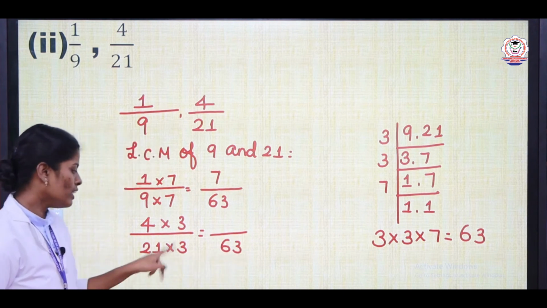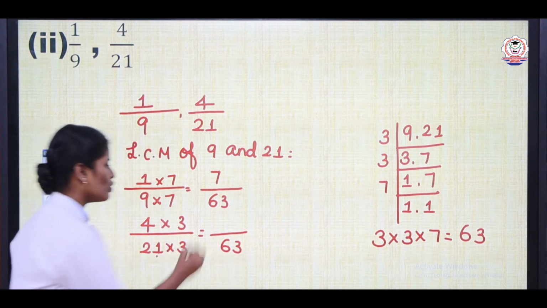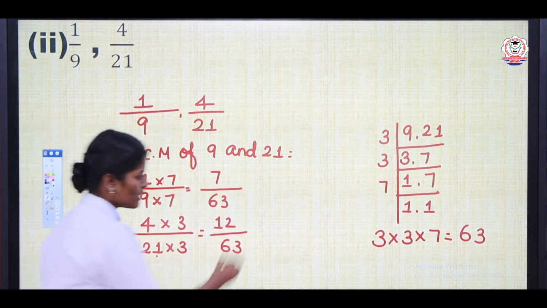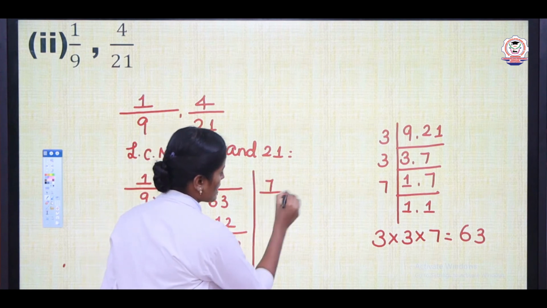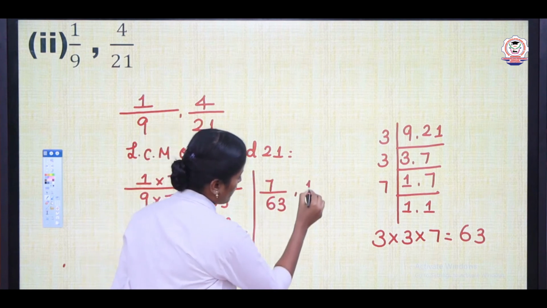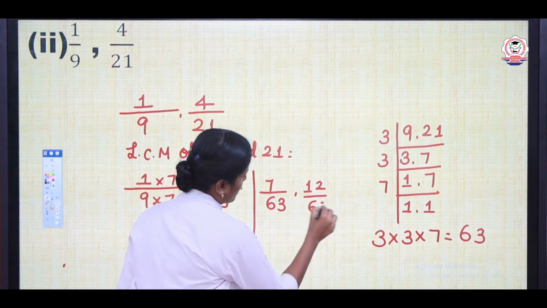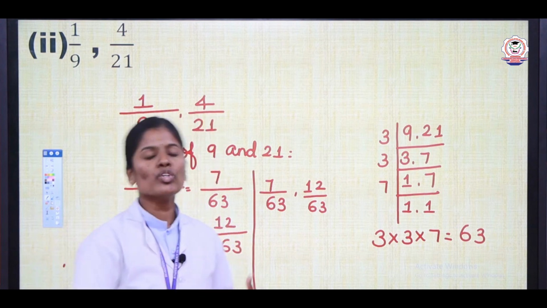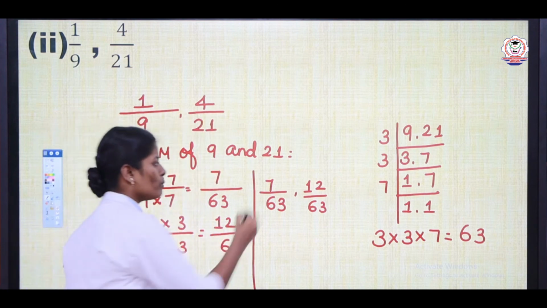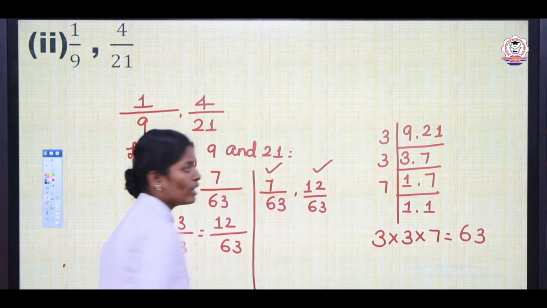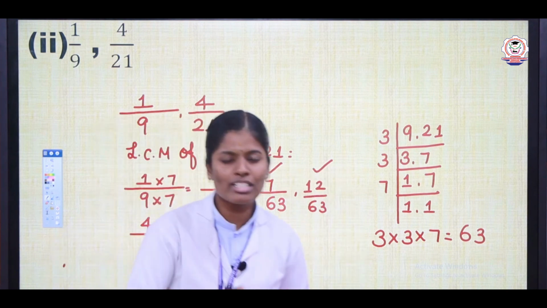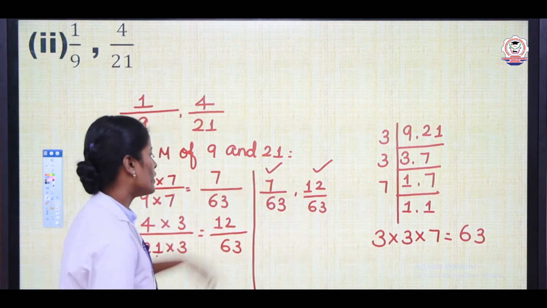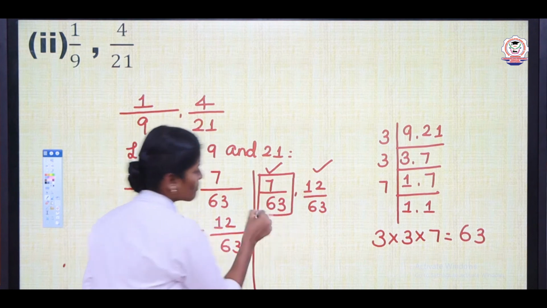3 1s are 3, 3 2s are 6. Next 4 3s are 12. Yes, we got the final answer 7 by 63 and 12 by 63. 7 by 63 comma 12 by 63. Now we are going to check. Here we got the same denominator value. So, we are going to check the numerator value. We have the numerator values are 7 and 12. The topic is to find which one is the smaller number. Yes, here 7 is the smaller number. So, you will write 7 by 63 is smaller.